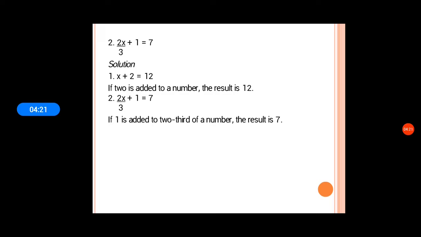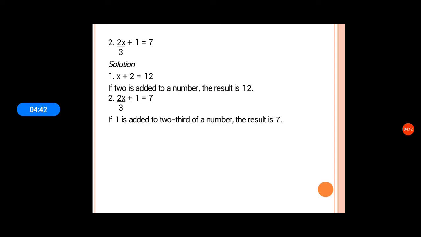Solution. x plus 2 equals 12. Now if you look at this, you see that 2 is added to something and that gives us 12. So if I am to translate this equation into a word problem, what I will say is that if 2 is added to a number, the result is 12. As simple as that.